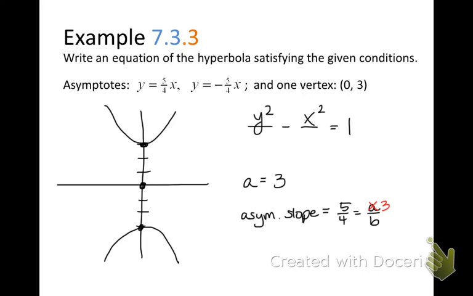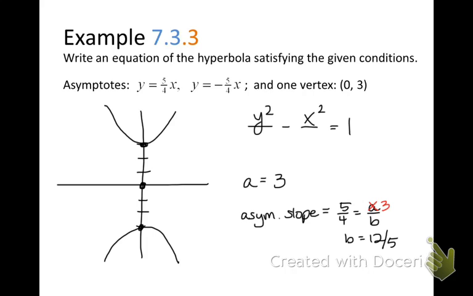You can cross multiply, you can do whatever you want. If I cross multiply, I'll get that 5b is equal to 12, but then I'll divide by 5 so that b is equal to 12/5. Good. Oop, that kind of looks like a 6, doesn't it? Okay. So I now have my a and b value, which is all I need to finish out my equation, right? I don't need to find c. All I'm asking for is the equation.